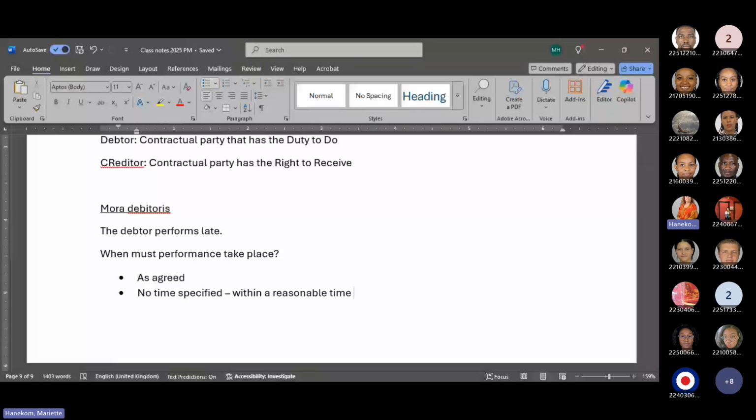But now it gets a little bit interesting and maybe complicated. It's straightforward. If you've agreed performance must take place on Friday, Saturday arrives, performance hasn't taken place, there will be breach of contract, there will be mora debitoris. But if there's no time specified, it is important to remember that the debtor will not automatically be in breach. Creditor must first give notice.